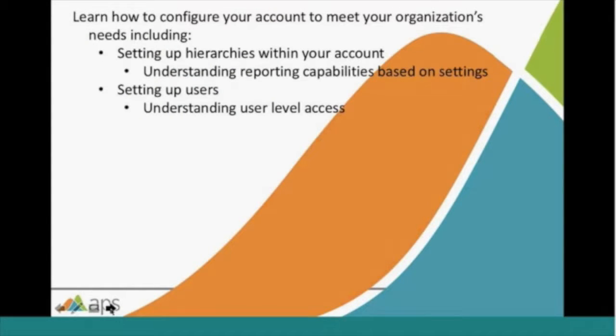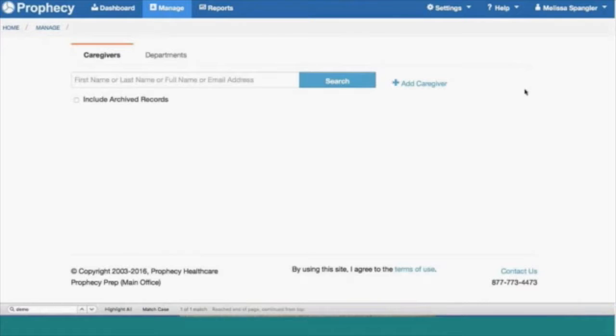The learning outcome for this particular section is to configure your account to meet your organization's needs. We'll focus in on setting up hierarchies within your account and understanding the reporting capabilities based off of the facilities and departments that you configure. In addition, we'll show you how to set up your users and give specific user-level access based on the individual.